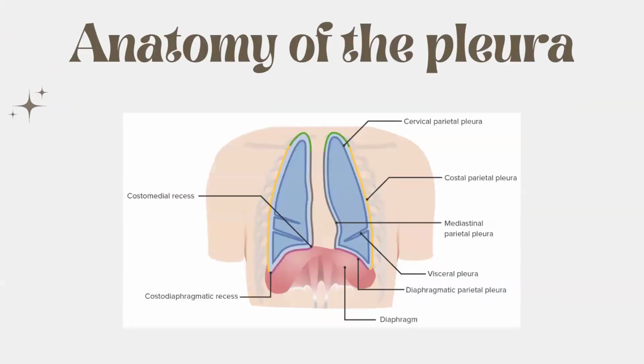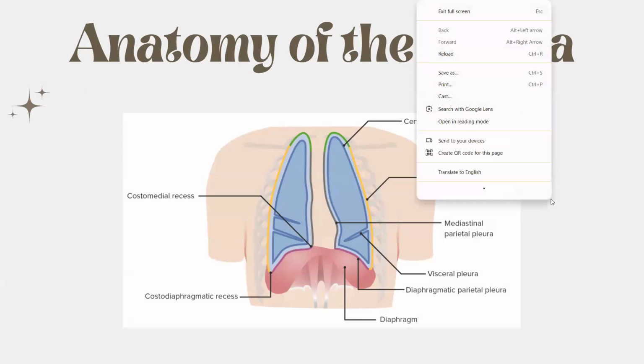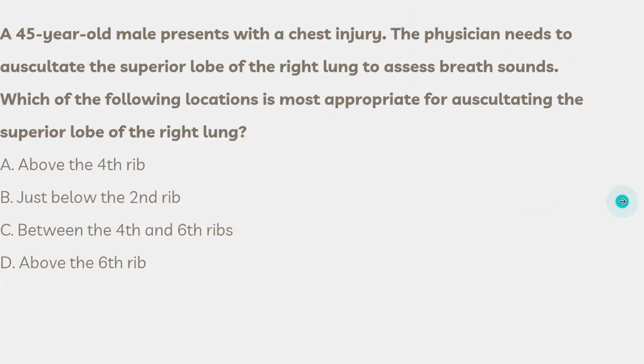In resting inspiration, I think the diaphragm is the main muscle which is involved, but the external intercostal muscles could be partially involved in resting inspiration, but it's mainly done by the diaphragm. Okay. Okay. You're welcome.